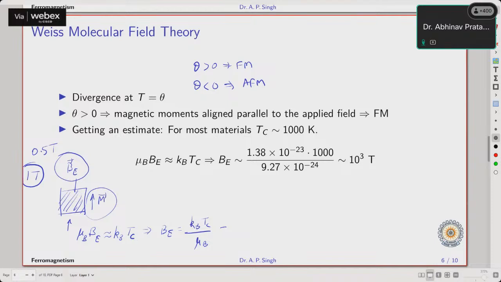Now this is the Boltzmann constant, which is of the order of 10 to the power minus 23. Tc is generally of the order of thousands, and this mu_B is of the order of 10 to the power minus 24. More accurate values are given over here. So you will find that this is of the order of 1000 Tesla. And remember what I told you was that even 1 Tesla is a very large magnetic field, and probably you might not have seen such a magnetic field.